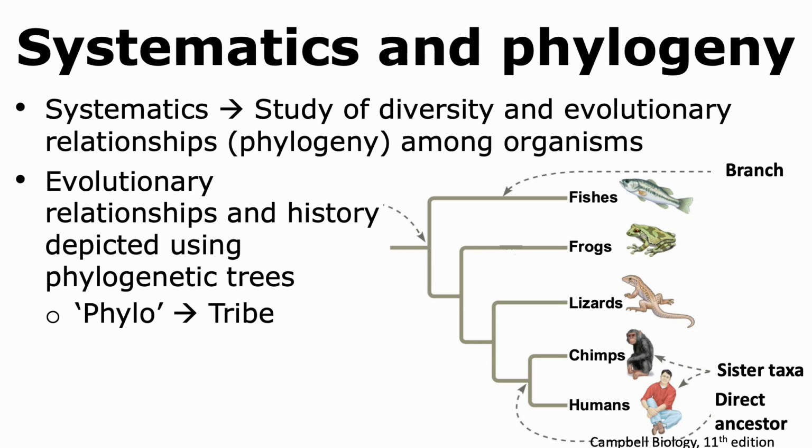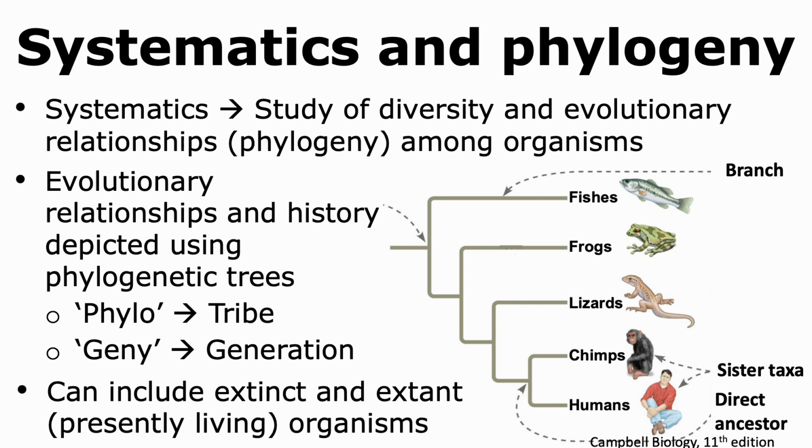Phylogeny comes from the word philo, which means tribe, and geny, which means generation. Thus, phylogeny is the generation of groups that allows us to classify organisms into tribes, which are organisms that show similar characteristics.